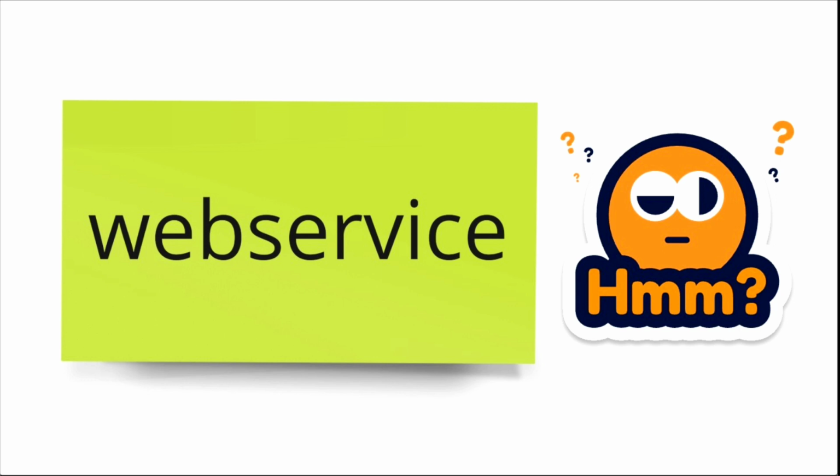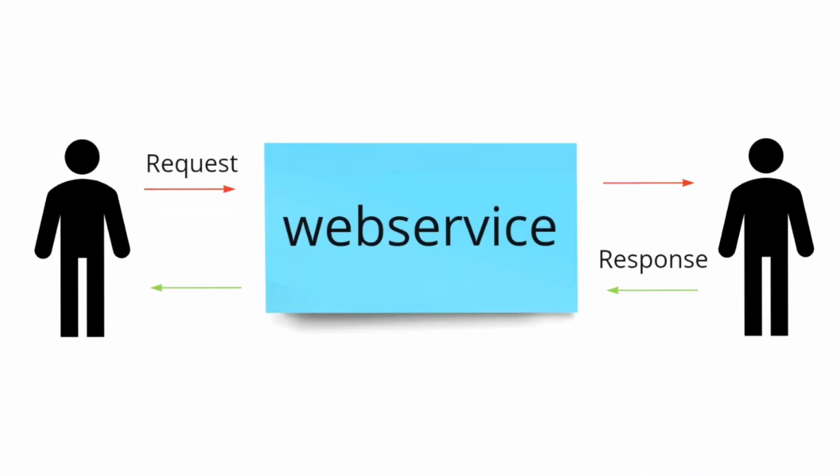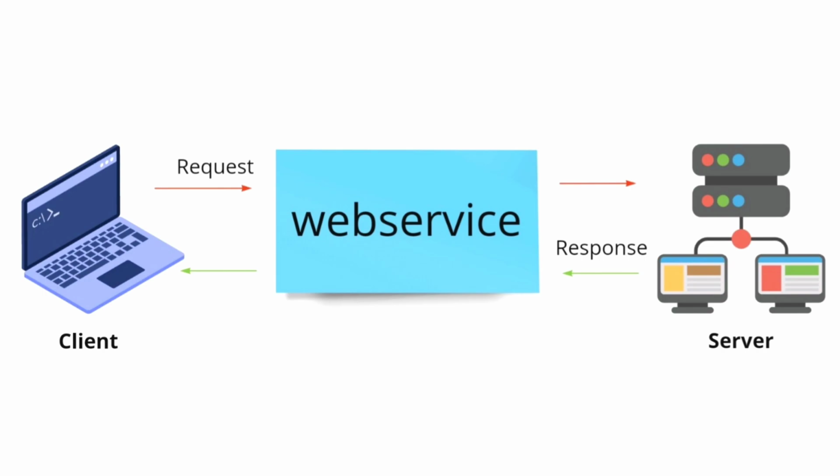So before understanding what is API, let's first understand what a web service is. To understand it, we can say a web service is a medium through which we can share information between two people. Now, who are these two people? These two people are the client and the server.